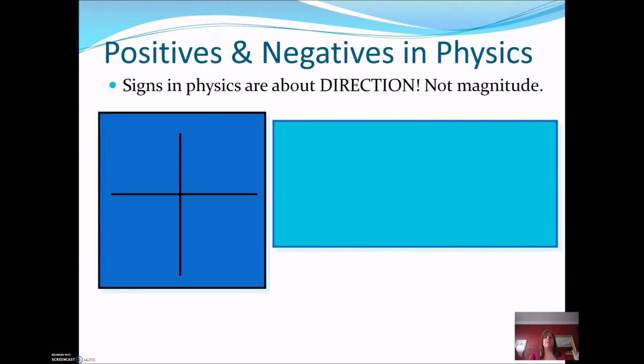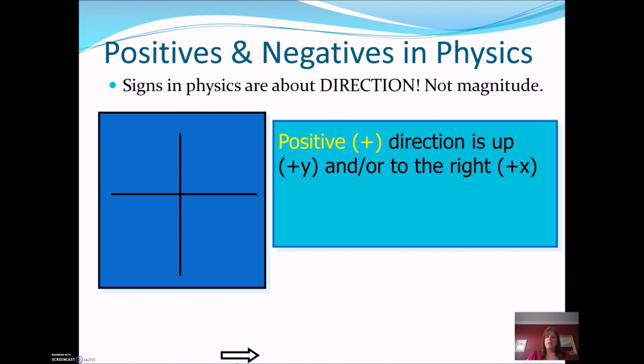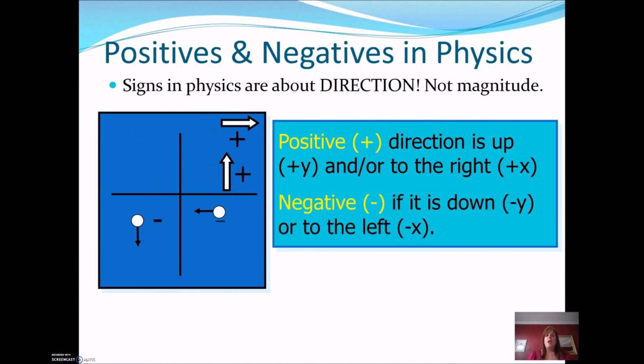Now, positives and negatives in physics, this is a big thing because in math, they're about magnitude, or, are you below zero? Is your number smaller? In physics, it's about direction. So anytime we talk about the positive direction, we're going to be talking about something moving up or something moving to the right in the positive x direction. Negatives in physics are if an object is moving down or if an object is moving to the left, which is negative x on the negative x-axis.